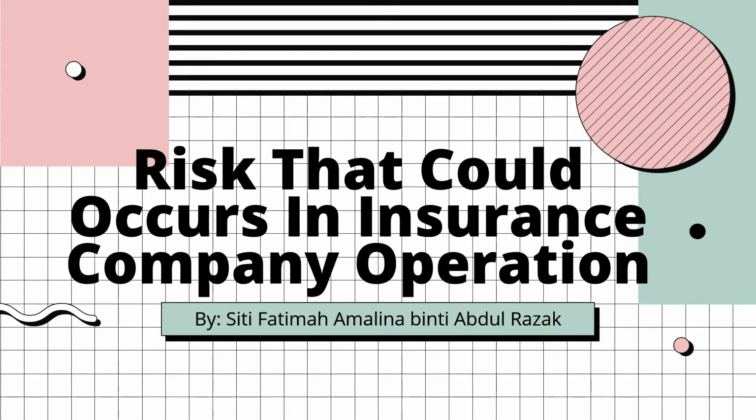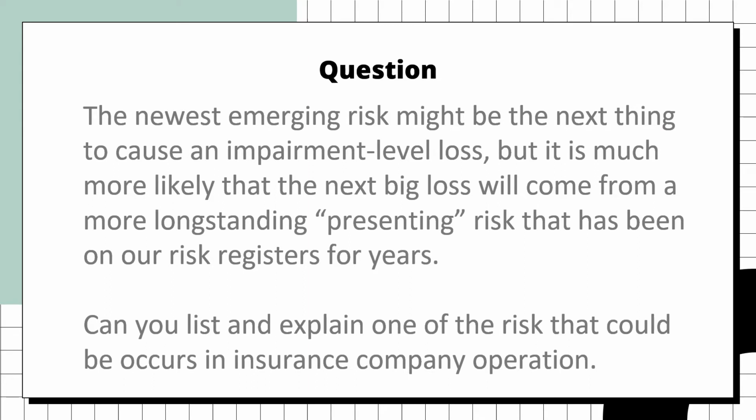For this week, I would like to talk about the risks that could occur in insurance company operation. The question for this week is, the newest emerging risk might be the next thing to cause an impairment level loss, but it is much more likely that the next big loss will come from a long-standing risk that has been on our risk registers for years. Can you list and explain one of the risks that could occur in insurance company operation?